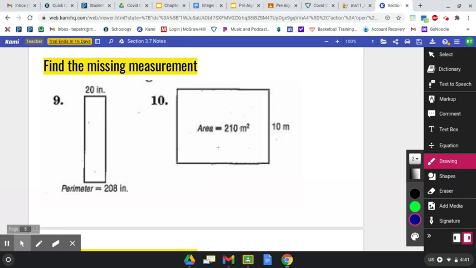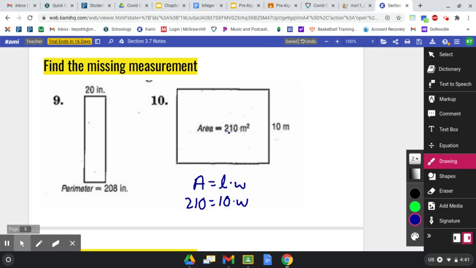For example, it tells me the area, right? So if we have area equals length times width, we have 3 variables. We don't know both of these measurements, but we do know the area is 210. And I know either the length or the width. Let's just say that the length is 10, and we're going to find the width.